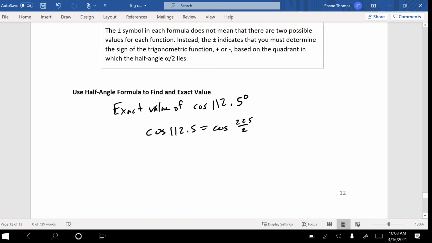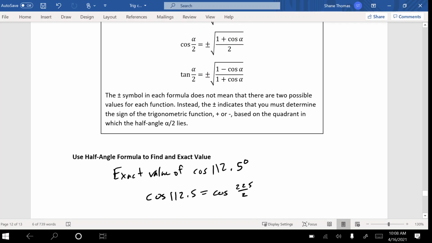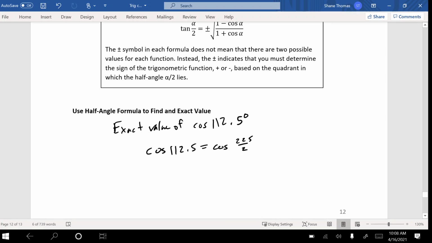All right, so this is cosine. For cosine of alpha over 2, we're going to have plus or minus the square root of 1 plus the cosine alpha over 2. So let's use the formula and rewrite. So we are going to have the square root of 1 plus the cosine of 225 over 2.